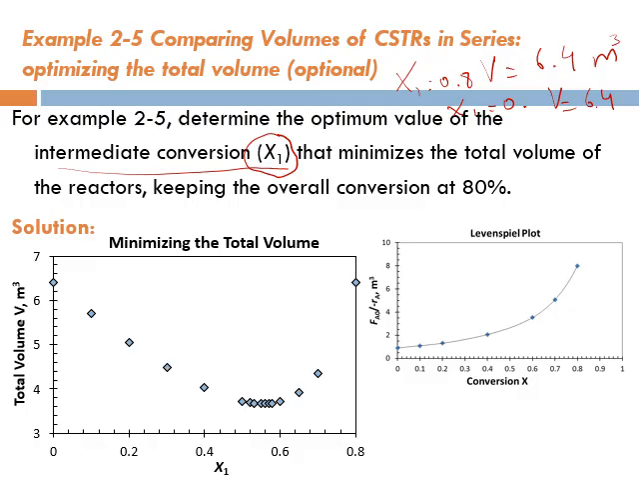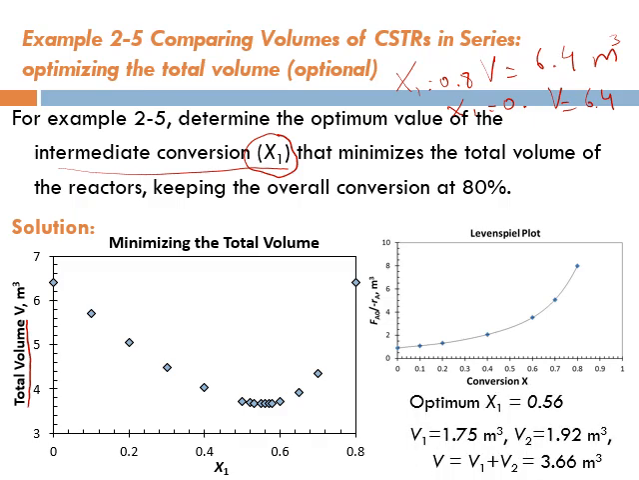Well, you can do iterative calculation here. Every time you change x1, you calculate V1 and V2, and then calculate the total volume, then you can plot this figure here, and you can find that if x1 was 0.56, somewhere here, then the total volume will be the smallest required volume. So that will even give you a smaller volume compared to the case where x1 was 0.4.